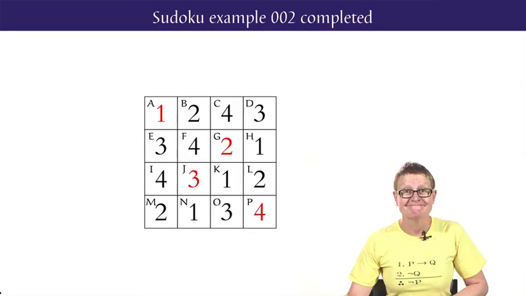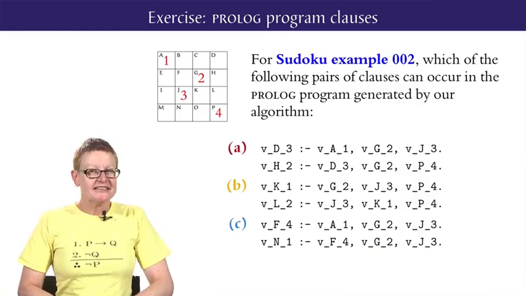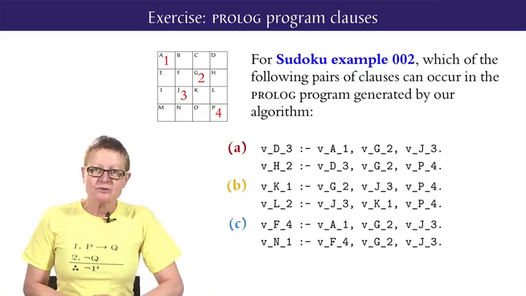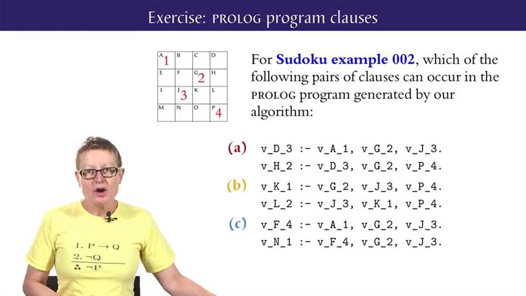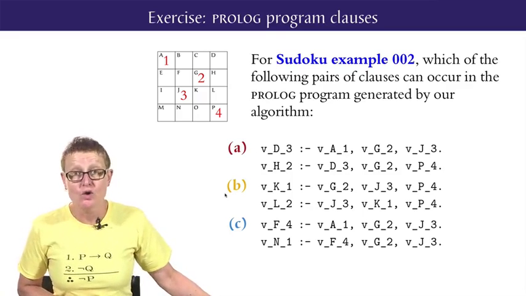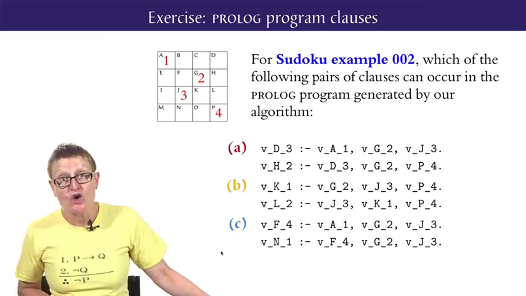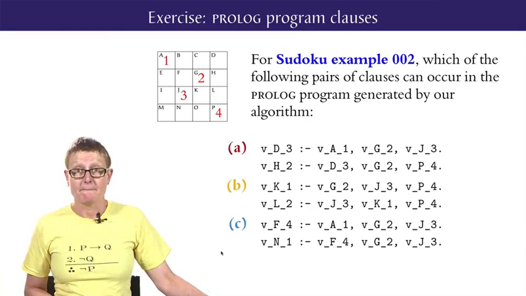As shown. Now, your turn. To make sure you follow the steps of the algorithm generating the PROLOG code, go back to example 2 in its initial state and identify which pairs of clauses, A, B and C shown, can actually occur as output PROLOG from the algorithm.